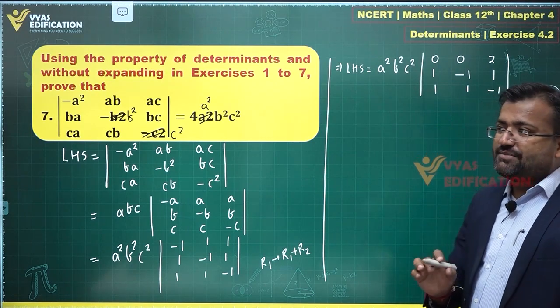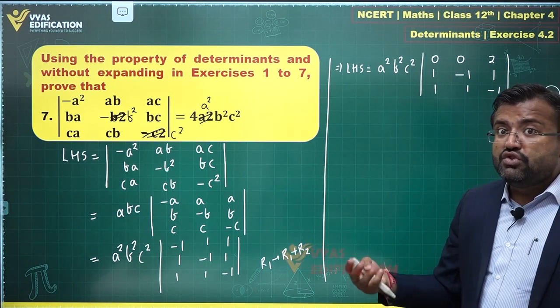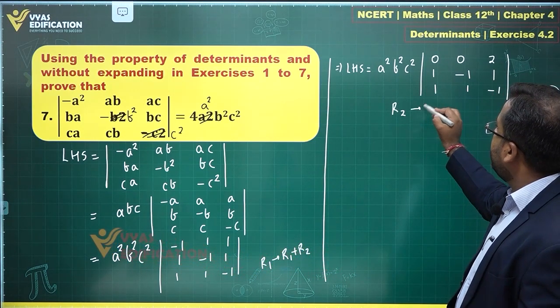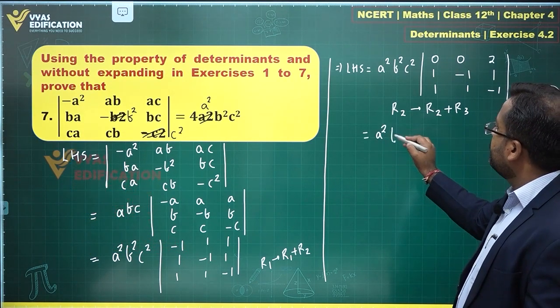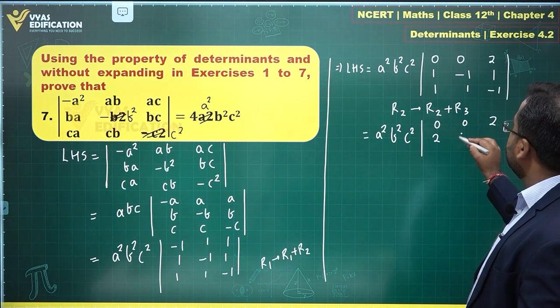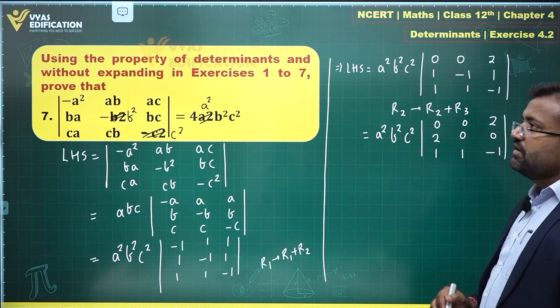If you want, you can expand very easily along this row over here. But before that, can we create more zeros? Yes, we can create some more zeros. Let's replace R2 by R2 plus R3. And what we'll have is a square, b square, c square, 0, 0, 2. This will become 2, 0, 0 and 1, 1, minus 1. This is what remains.